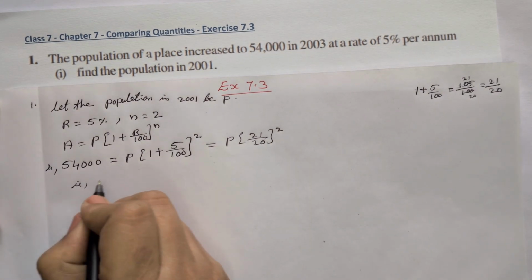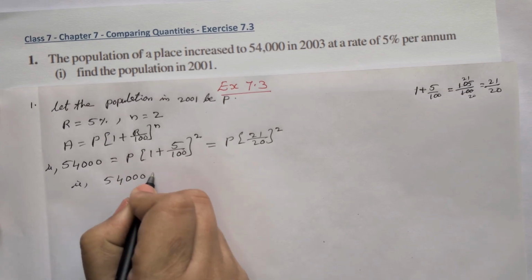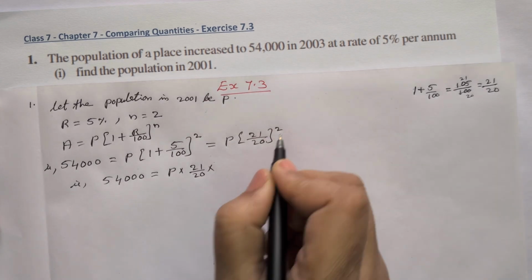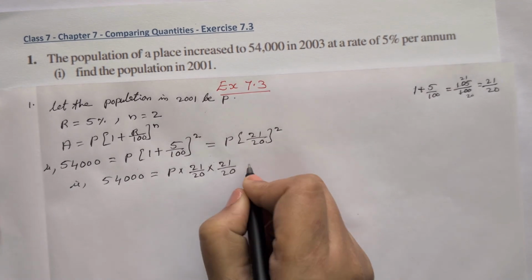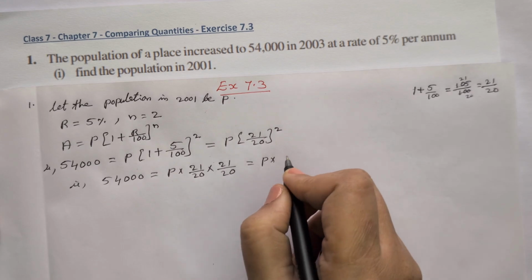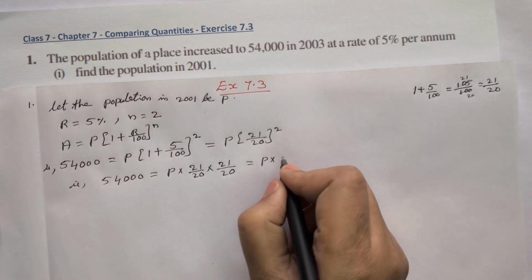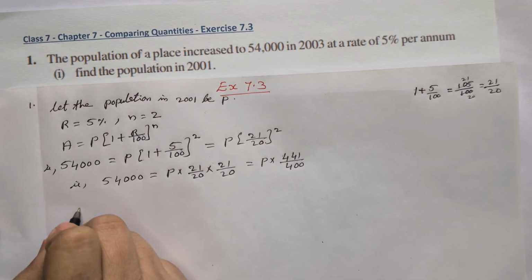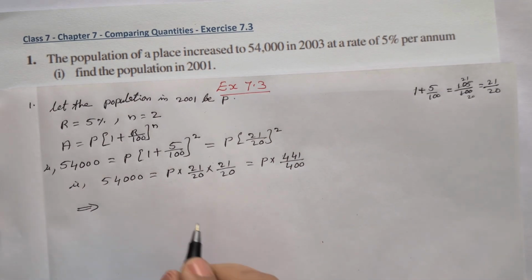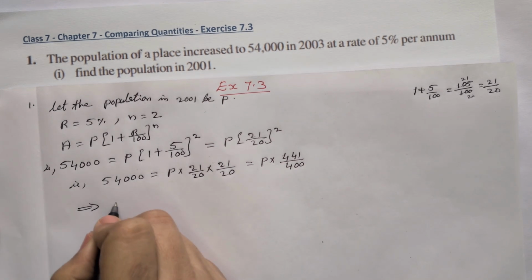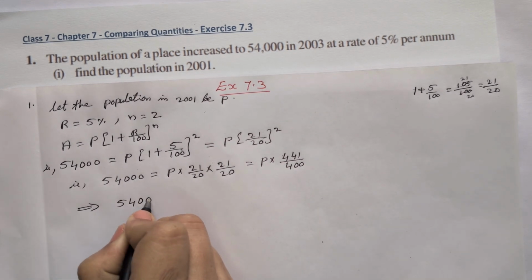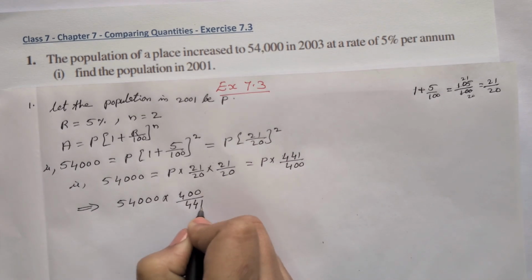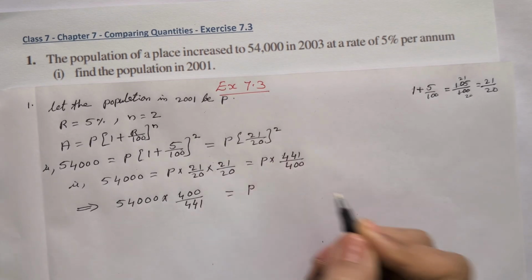That means 54,000 is equal to P into 21 by 20 2 times square. 21 by 20. This will come P into 21 into 21. We can take that as 441 by 400, which implies cross multiply: 54,000 into 400 by 441, that is equal to right side P.